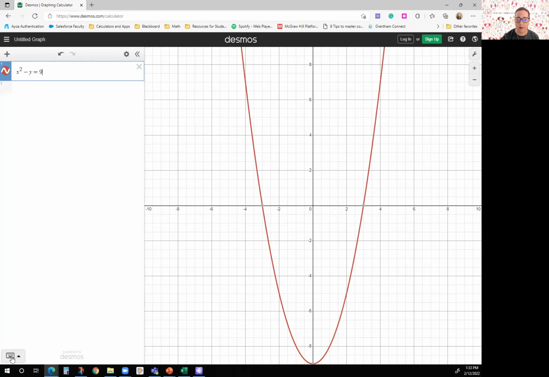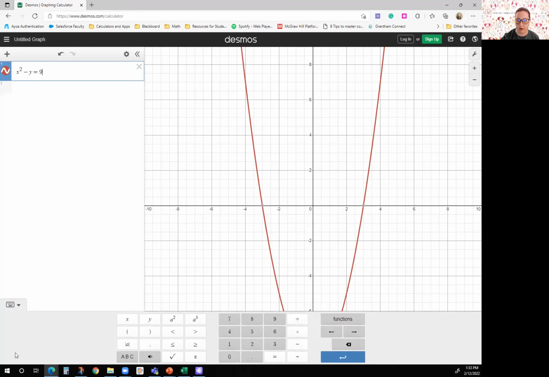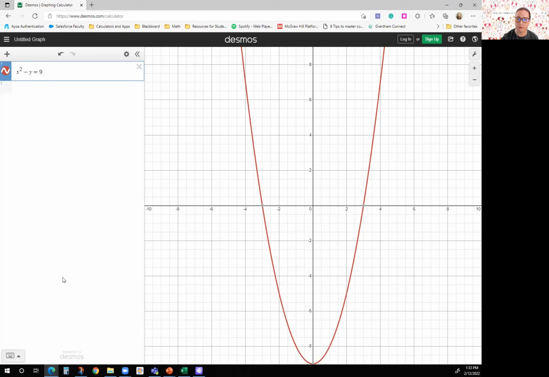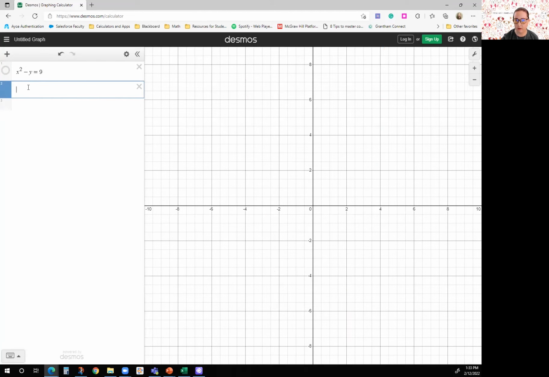If you don't use the keyboard and you want to get to the exponents, there's a little on-screen keyboard here, and it does have buttons for exponents, square roots, and absolute value. So there's a lot of stuff here. If you want another graph, you just hit underneath it and it makes you another line. To turn this one off, you just hit here. Then you don't see it, but you don't lose your equation.